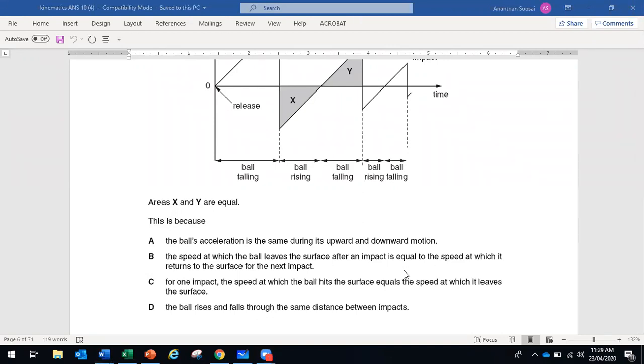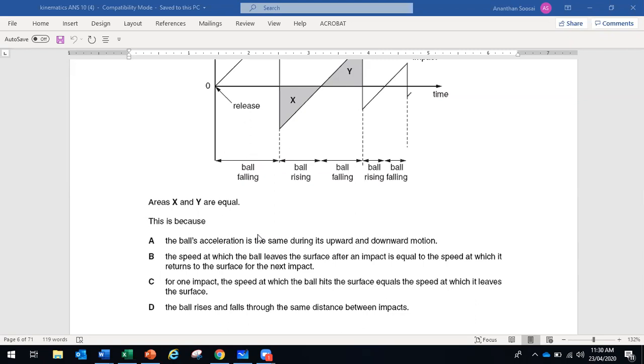And B also many. Okay, let's see. A: the ball's acceleration is the same during the upward and downward motion. A is a correct fact, but it never explains about the area. So A is out. Although it's a correct fact, it never explains about the area. Okay, so A is out.